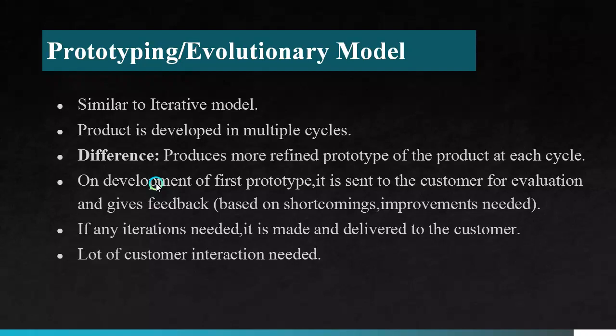Typically, online systems and web interfaces have a very high amount of interaction with end users and are best suited for a prototype model. On development of the first prototype, it is sent to the customer for evaluation and feedback. Feedback is based on shortcomings, improvements, etc. That is, a prototype is a blueprint of the finalized product. So the customer is given the prototype and if he is not satisfied, he evaluates the product and gives feedback. If any iterations are needed, they are made and delivered to the customer. A lot of customer interaction is needed for this model. In between, the customer requirements may change and that requires customer and developer interaction.